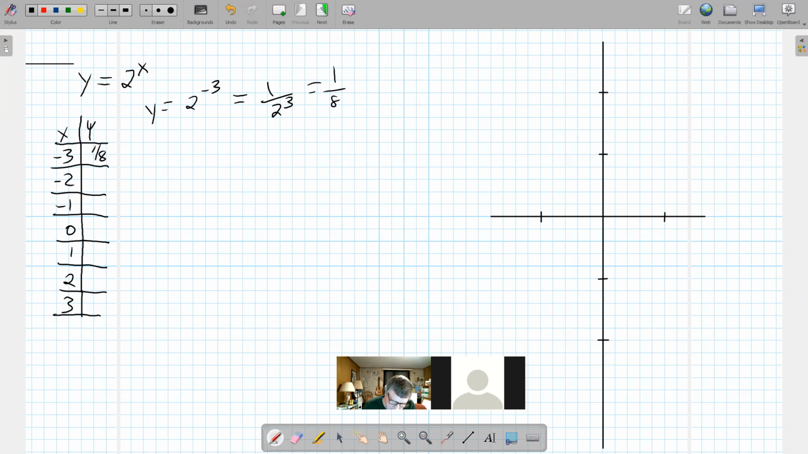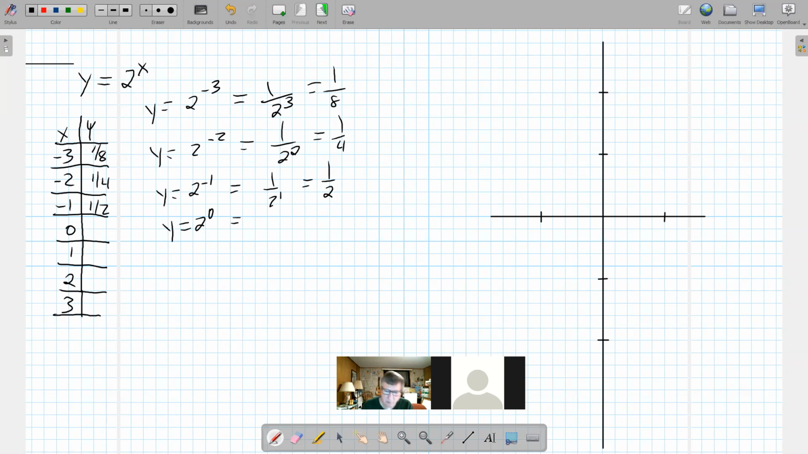All right. If x is -2, y equals 2 to the -2 power, which is 1 over 2 squared, or 1/4. If x is -1, y equals 2 to the -1 power, which is 1 over 2 to the 1 power, or 1/2. If x is 0, y equals 2 to the 0 power. Recall that any base other than 0 raised to the 0 power equals 1. If x is 1, y equals 2 to the 1 power, which is just 2. If x is 2, y equals 2 squared, which is 4. And finally, if x is 3, y equals 2 to the 3rd power, which is 8.